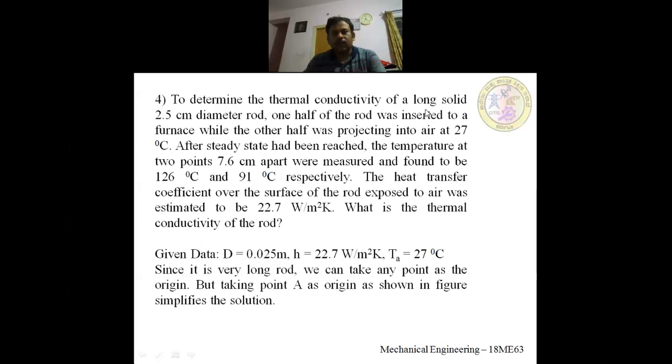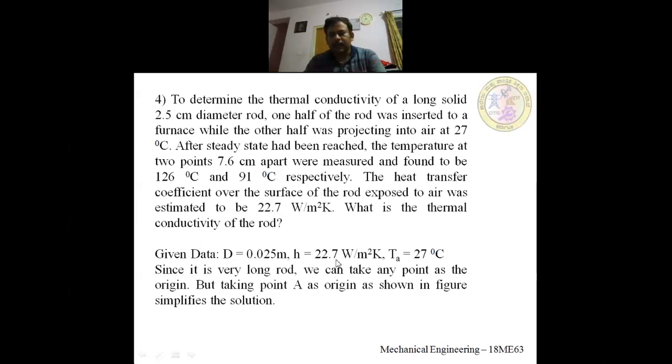So in this problem, they have told that you have to find the thermal conductivity of a rod having diameter as 2.5 centimeter. In terms of meter, it will be 0.025 meter. They have given the ambient temperature 27 degrees Celsius, that is T_A, and they have told 2 points temperature were measured, that I will show in the figure, and heat transfer coefficient also they have given, 22.7 watt per meter squared Kelvin, that is h.